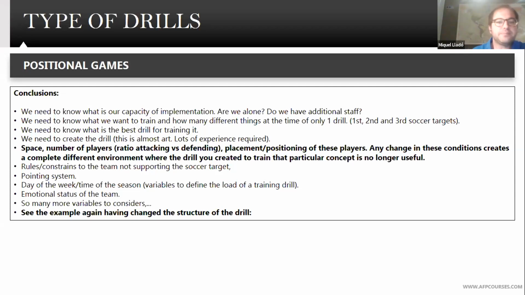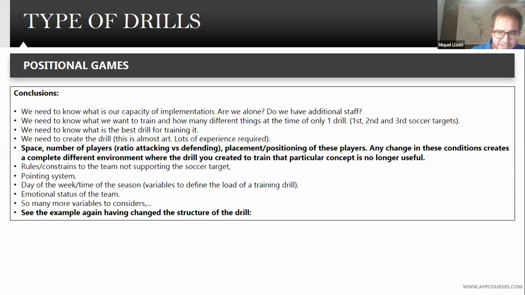This comes later. At the end of the day, what we need is a lot of experience. We need to create our own drills at all costs. There are no shortcuts, and there is no other way. Create, improve them. Ask for feedback, because it's the only way to get your drills in a much better place.